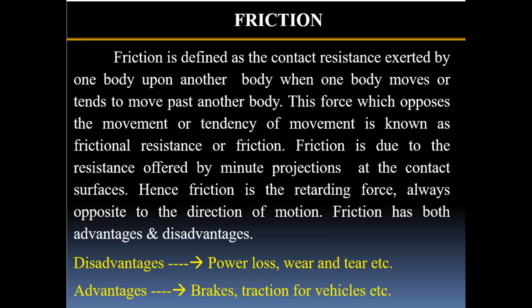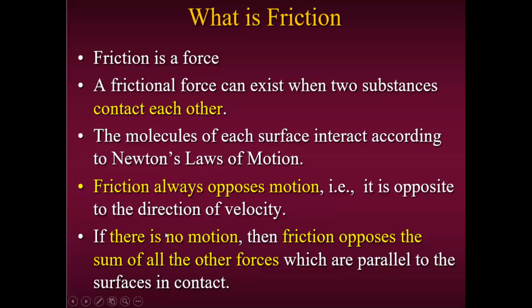Now friction. Friction is defined as the contact resistance exerted by one body upon another body. When one body moves or tends to move past another body, this force which opposes the movement or tendency of movement is known as friction or friction resistance. Friction is due to the resistance offered by the minute projections at the contact surface. Hence, friction is the retarding force always opposite to the direction of the motion. Friction has both advantage and disadvantage. What is friction? Friction is a force.